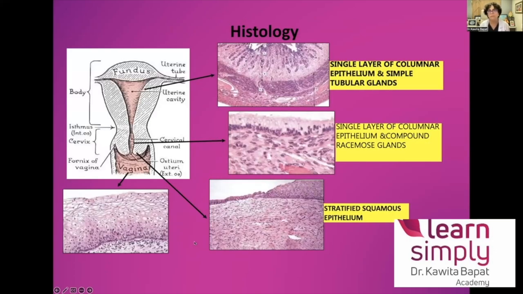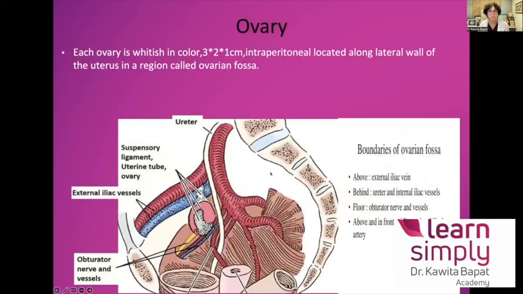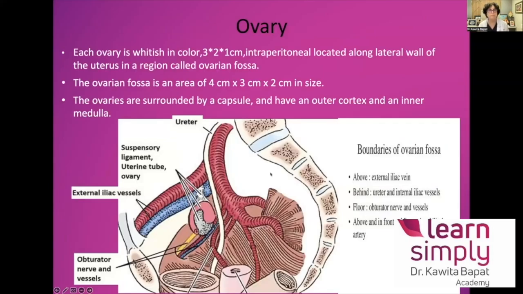And this is the histology of the uterus, a single-layer columnar epithelium and all those parts. Again, we should know a bit about the squamocolumnar junction at the cervix. That's important. The structure of the ovary is also important, because we have to know at what level the ovary lies, where the ovarian fossa is, and how big it is: 4 centimeters, 3 centimeters, 2. The ovaries are surrounded by a capsule, with an outer cortex and inner medulla. So again, very, very important.